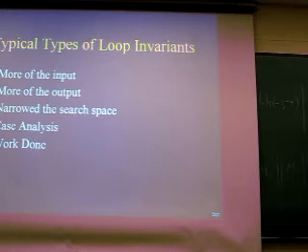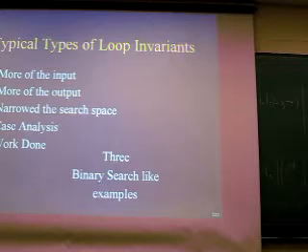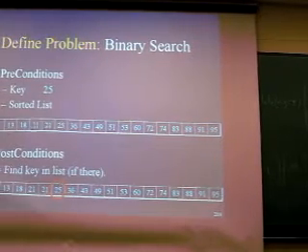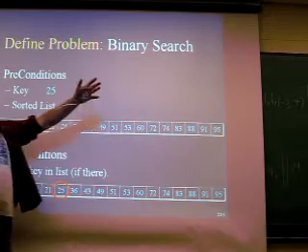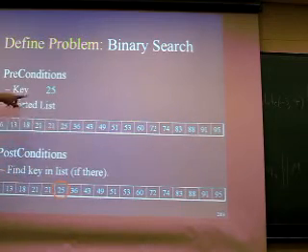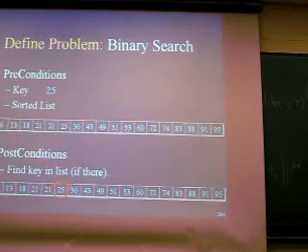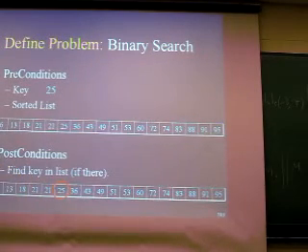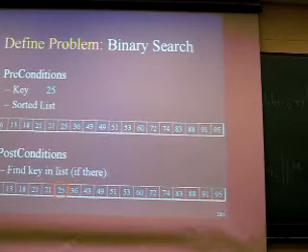Now the next one we're going to do is narrowing the search space. And we're going to give some examples of narrowing the search space. So it's a binary search. We all know binary search here. The precondition is you're given a list that's sorted, and you're given some key, and our goal is to find it. Find an index where it is, if it's there, and if it's not there, to say, hey, it's not there. Right?